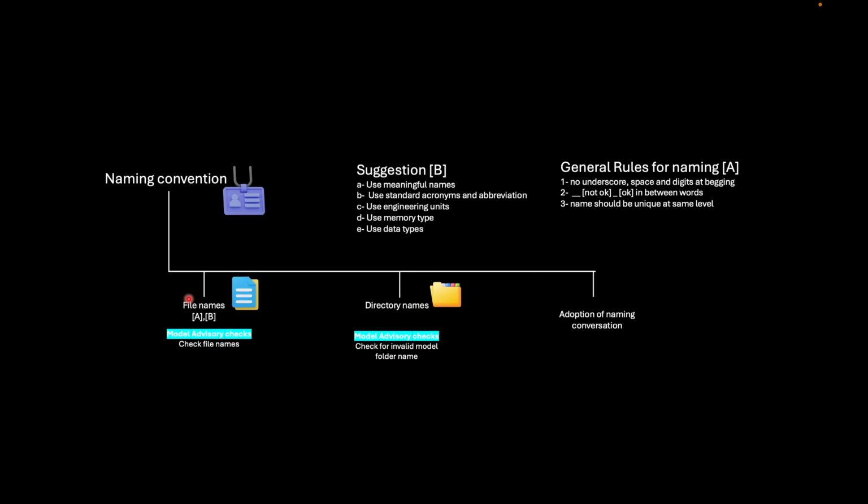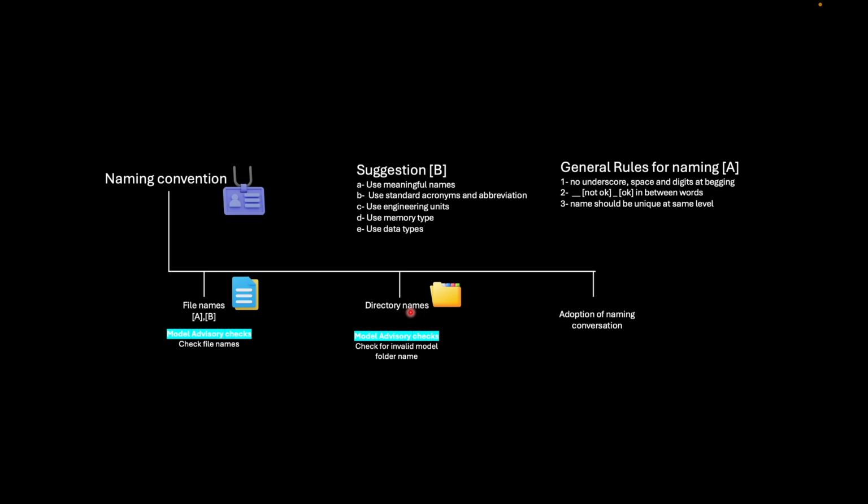So the file names should be designed using these two rules that we have. The first part is the general rule, which must be followed when you are complying with the MAAB guideline. And the suggestions, the second set of rules, you have the freedom to choose what to do. Next is coming to the directory names. So you have directory names.